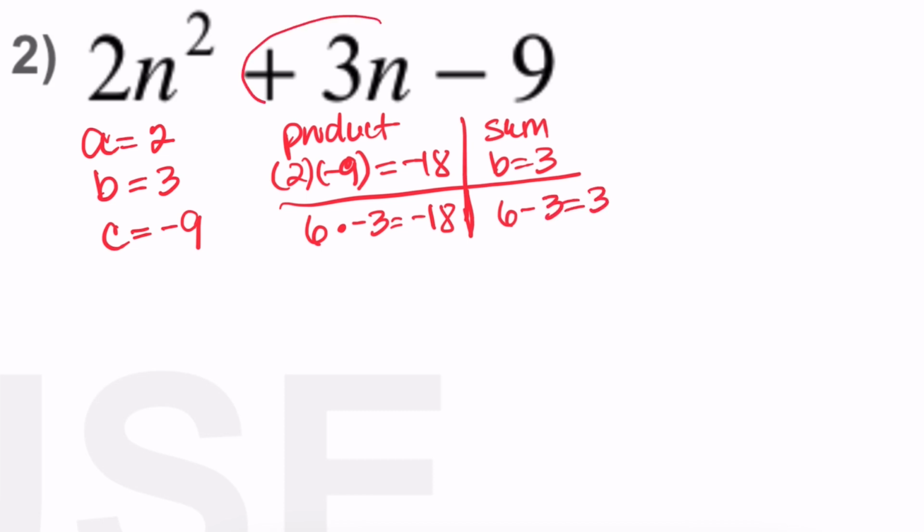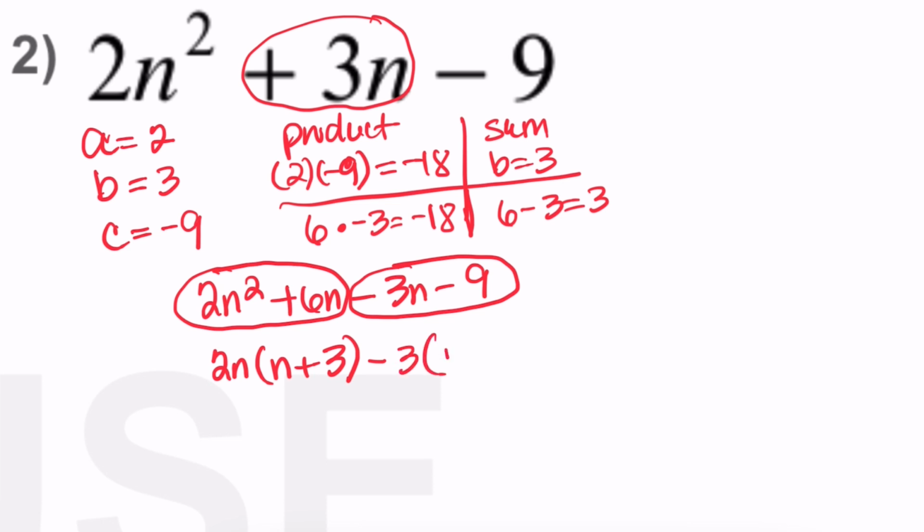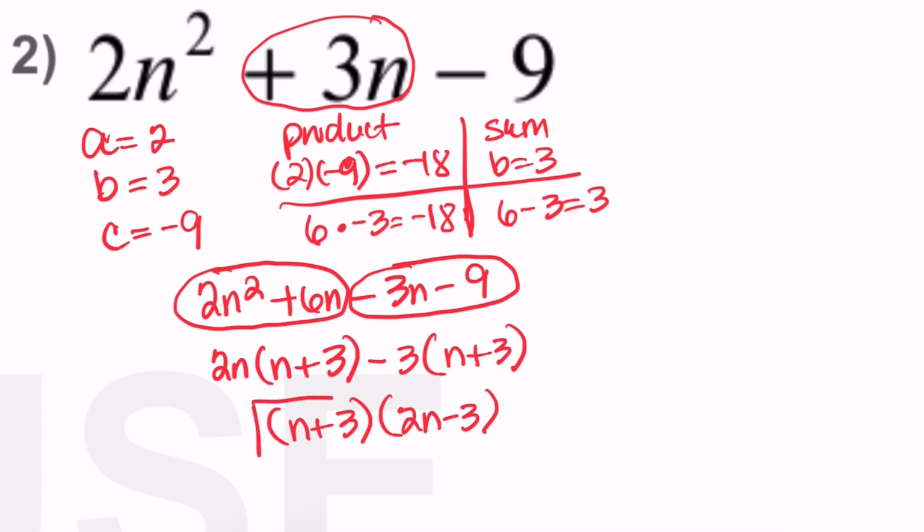So again, we're replacing the 3n with the combo. So we put 2n squared plus 6n minus 3n minus 9. Take the first two terms, take out their GCF, which is 2n, and you're left with n plus 3. Take the last two terms, factor out their GCF, which is negative 3, and you're left with n plus 3. And now you go to your final answer, n plus 3 times 2n minus 3. And we're done.